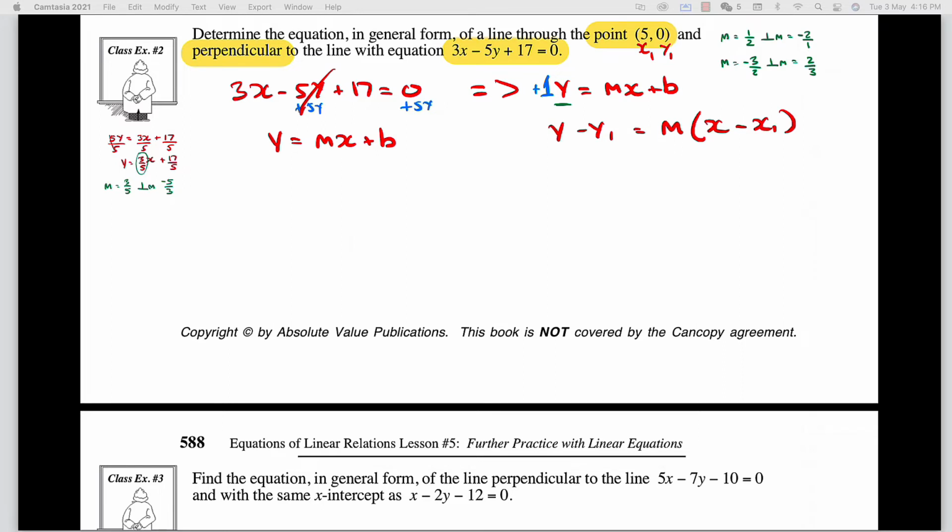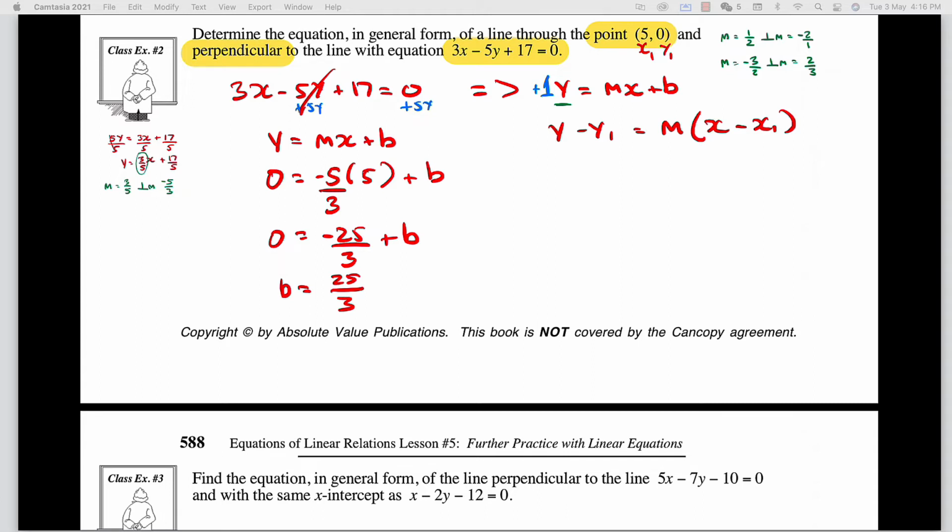So I'm just going to substitute y with 0 equals m, negative 5 over 3, times x. X is 5. This is going to be 5, and it's going to be plus b. So now I've got 0 equals negative 25 over 3 plus b. Now in order to calculate what b is, I'm going to get rid of the 3 that's on the bottom here, or basically I could just add it to the other side. So b is going to equal 25 over 3.